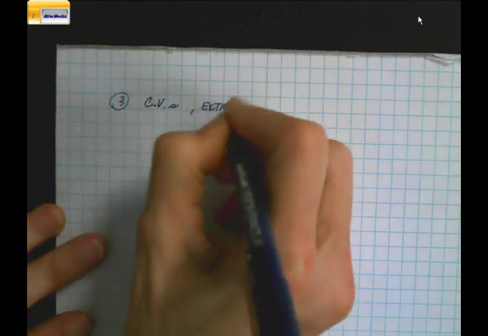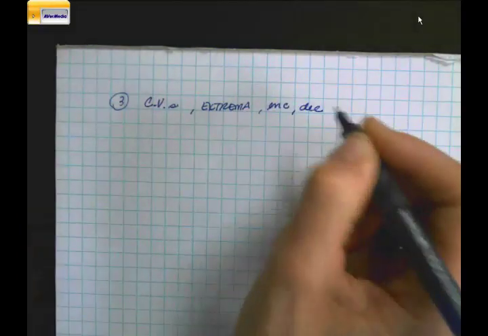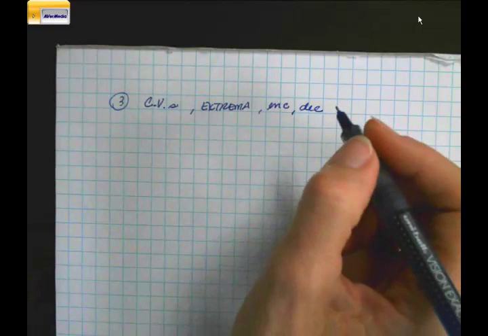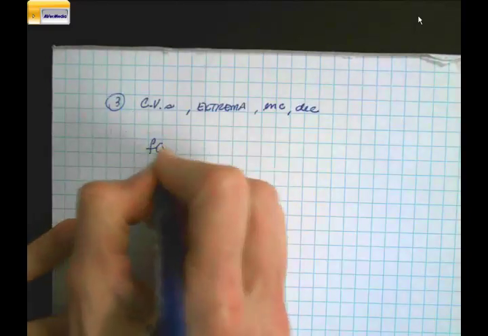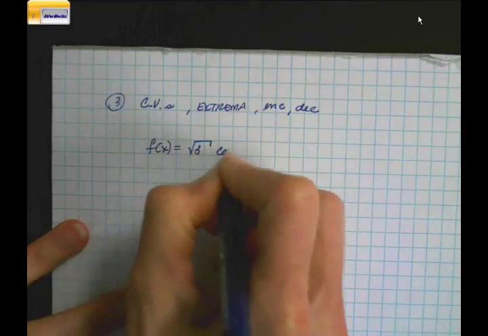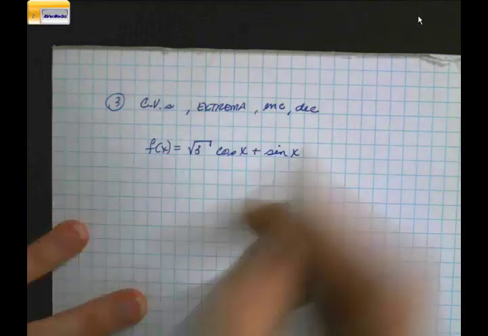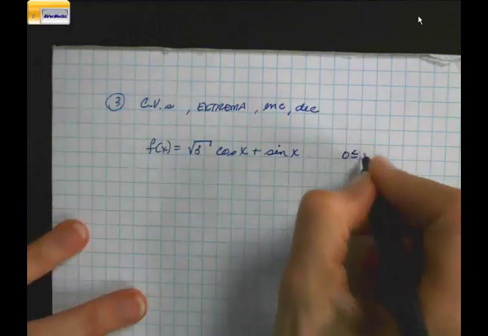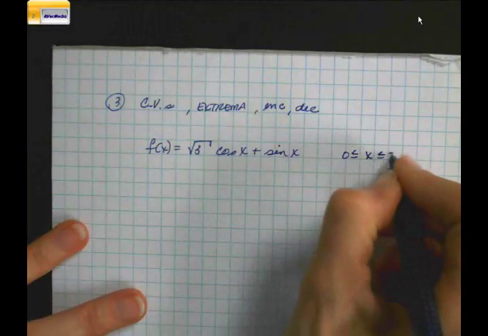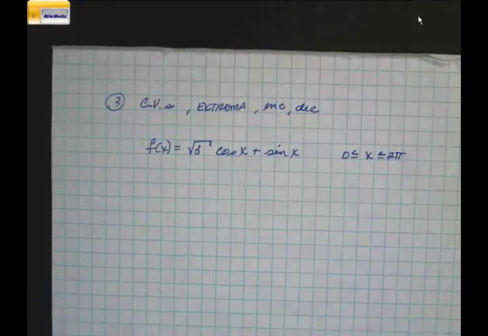Okay, let's talk about critical values. Again, we're talking about extrema. We're talking about increasing and decreasing stuff. And here's the function. F of x equals the square root of 3 times cosine x plus sine x. Now, what in the world does that look like? I have no clue. I would have to graph it. But we're only looking from 0 to 2 pi. And they're limiting us. We don't have to go out forever in these periodic graphs.